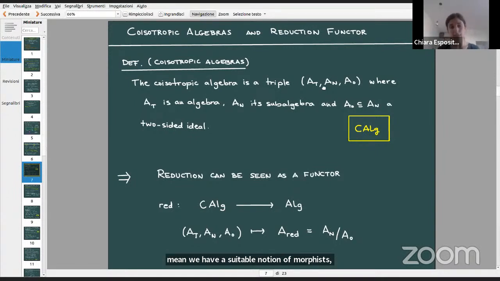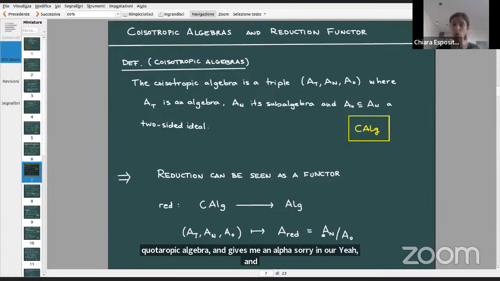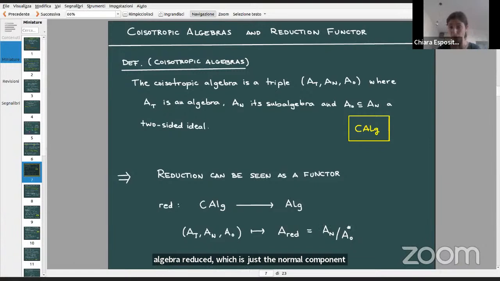And this is nice because we can reinterpret reduction as a functor, right? We can really construct a reduced algebra, and this yields a functor. A functor takes an object in this category, meaning a coisotropic algebra, and gives me a reduced algebra, which is just the normal component modulo the vanishing component, the zero component.